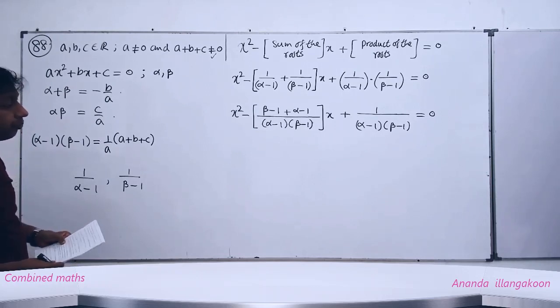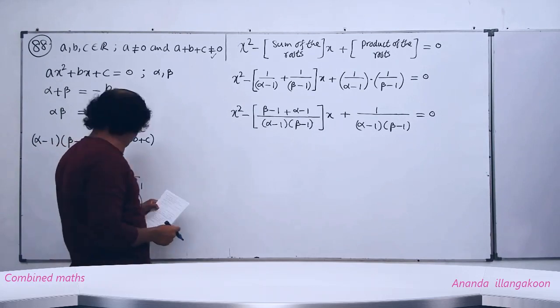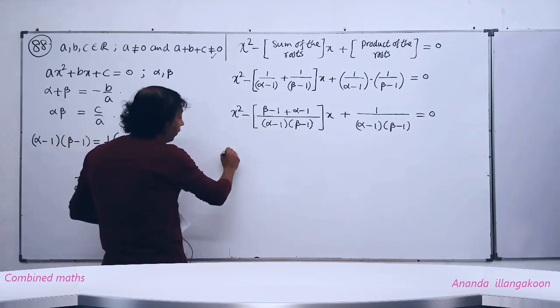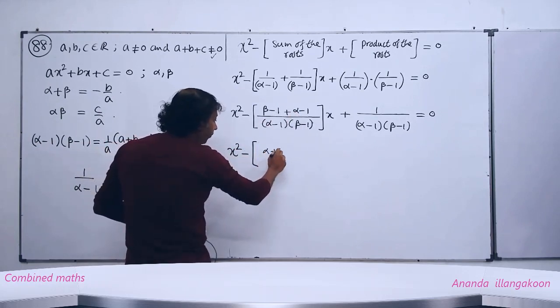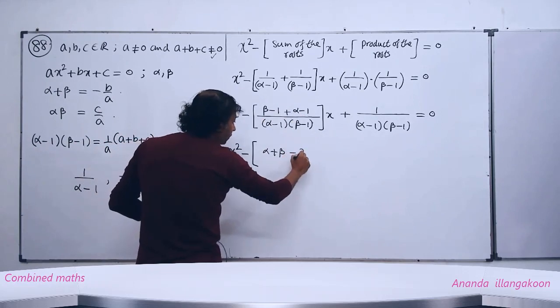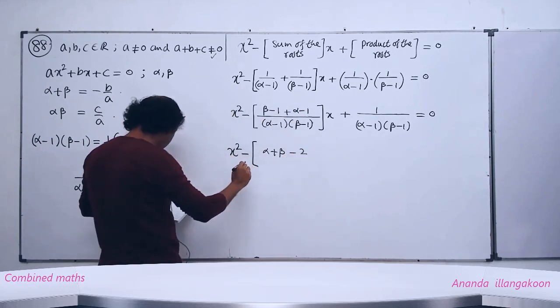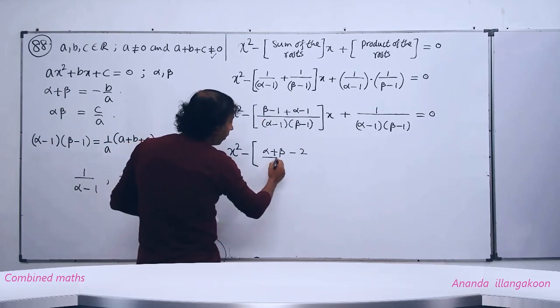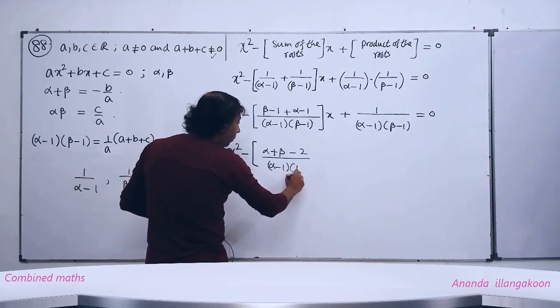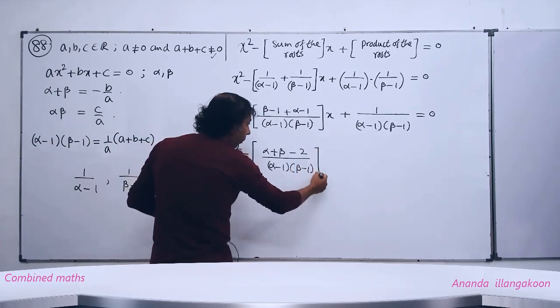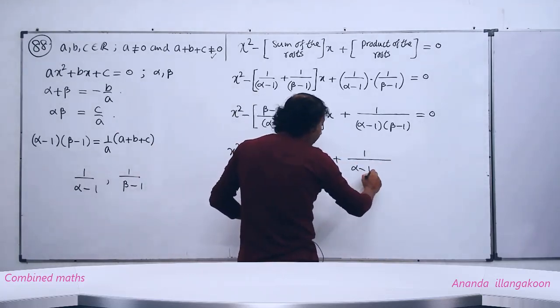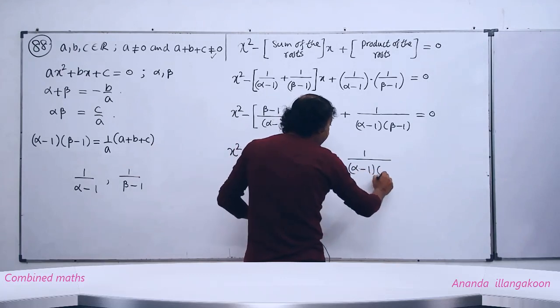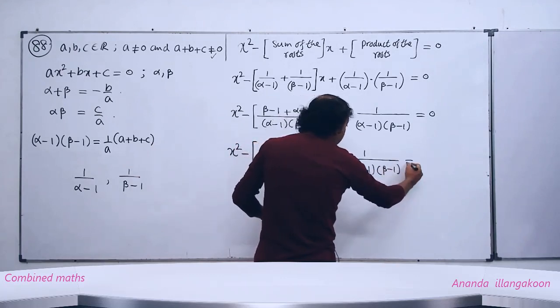Right. Now, x squared minus, here, alpha plus beta minus 1 minus 1, minus 2, divided by alpha minus 1 into beta minus 1, times 6, plus 1 upon alpha minus 1 beta minus 1 equals 0.